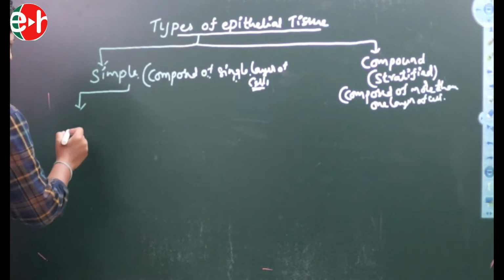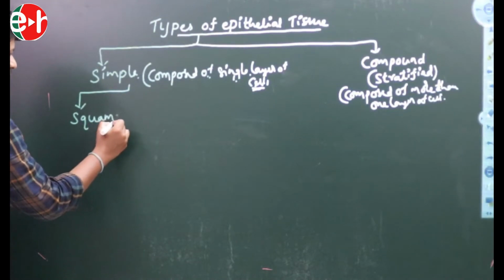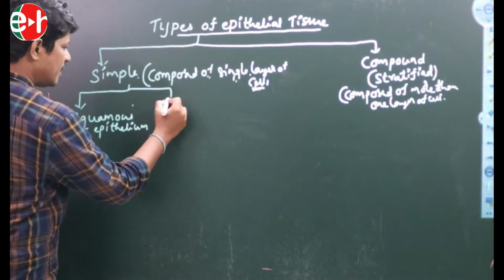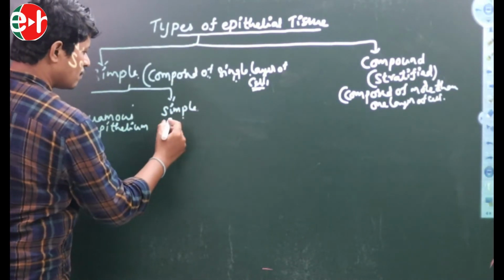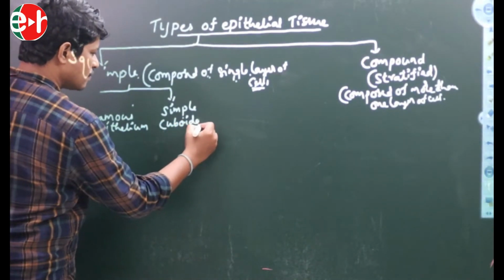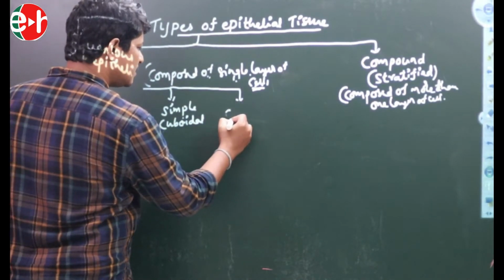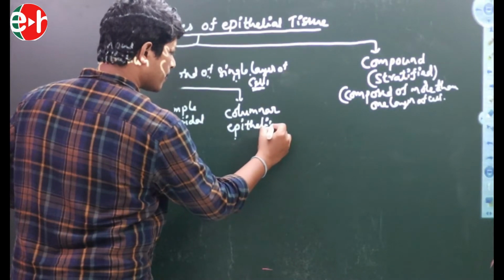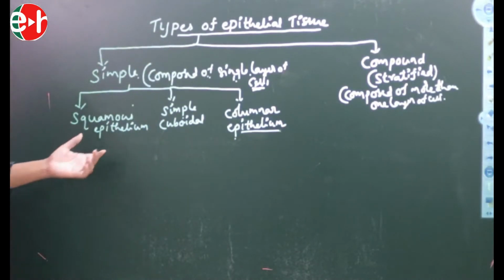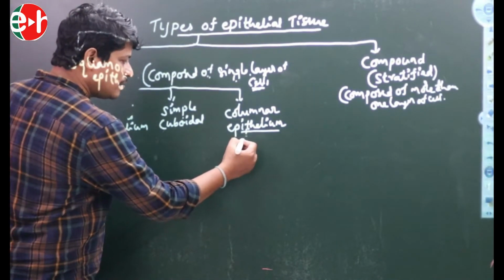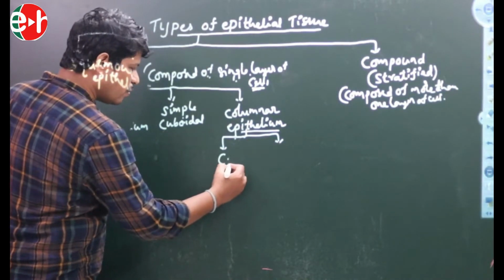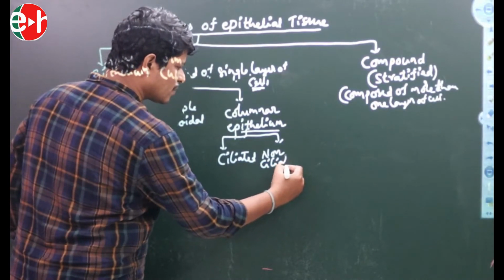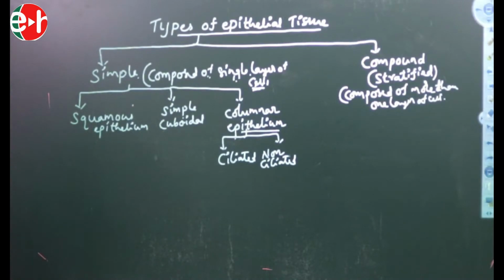The simple epithelium is divided into simple squamous epithelium, simple cuboidal epithelium, and the third one, simple columnar epithelium. These are the three types of the simple epithelium. Again, the columnar epithelium is divided into two types: one is ciliated, the second one is non-ciliated columnar epithelium.